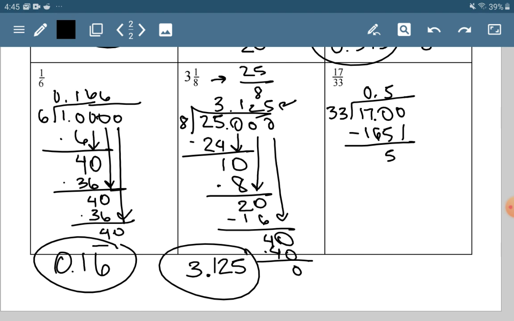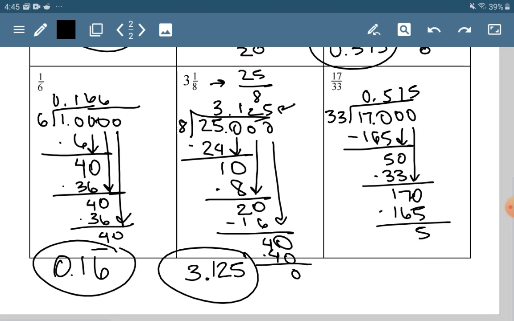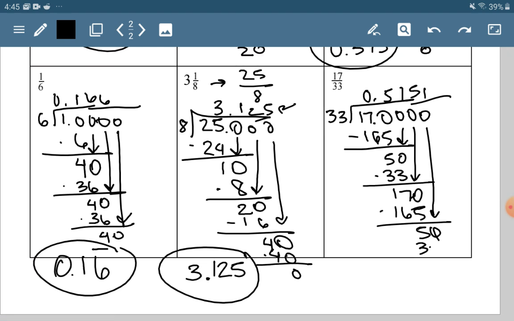Since I still have a remainder, I'm bringing down a 0. 33 can go into 50 1 time. And when I subtract, I get 17 left over. Add a 0 to bring down. 33 can go into 170. We already did this. We know it goes in 5 times with 5 left over. If I bring down another 0, I would again be asking how many times into 50. We've established a pattern here. I know 33 goes into 50 1 time. I know if I subtract, I'm going to get 17 left over, and I would bring down another 0 to make it 170. This is my pattern.